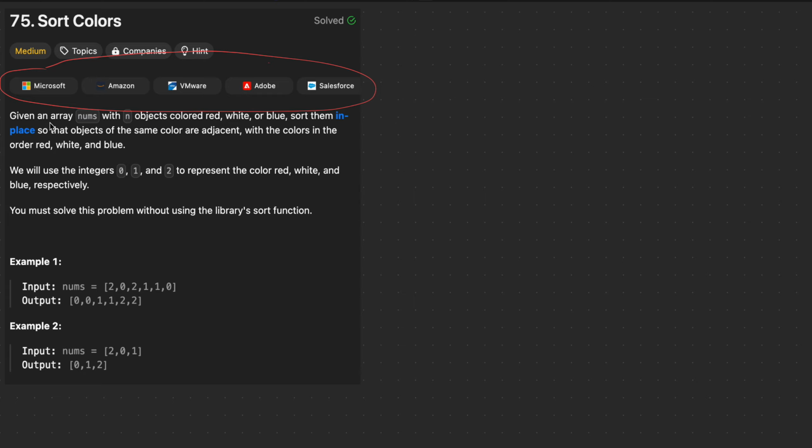So, given an array nums with n objects colored red, white, and blue. So we have three colored balls or objects, you can say red, white, and blue, and we have to sort them in place. In place sorting means if we have an array, then we don't get to create another separate data structure to store the array and sort them again. We just need to sort them in place, like using multiple pointers.